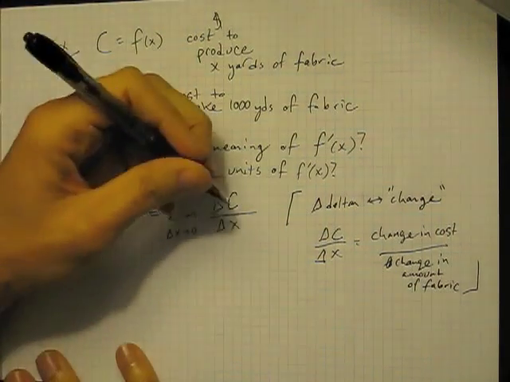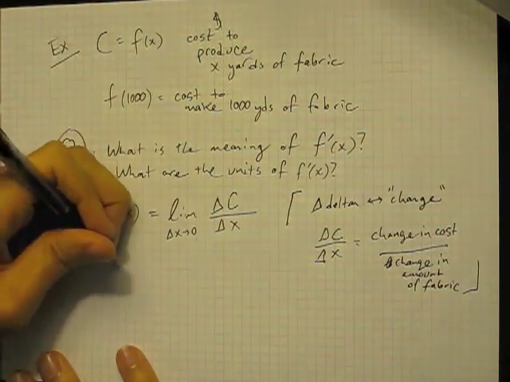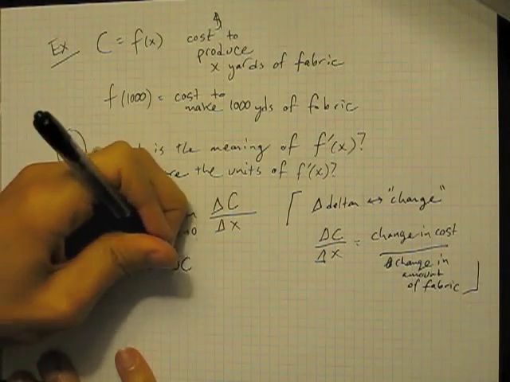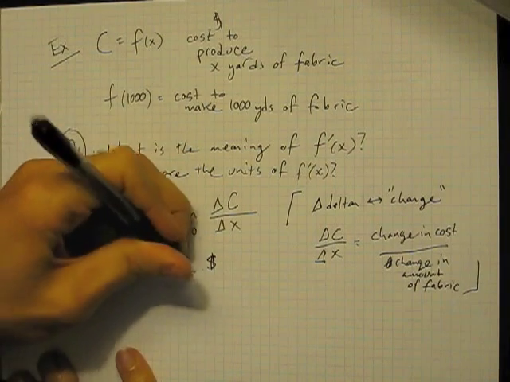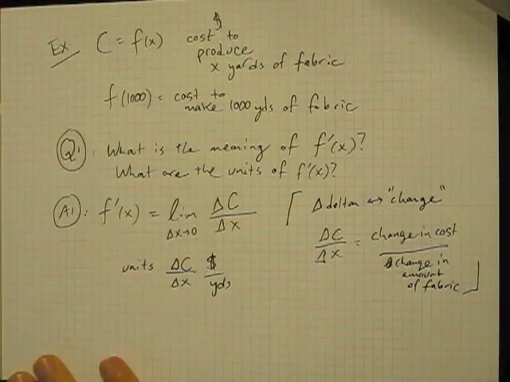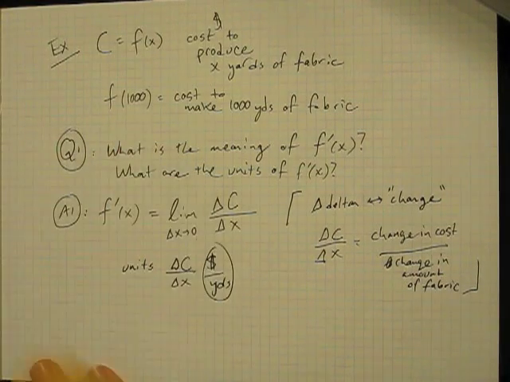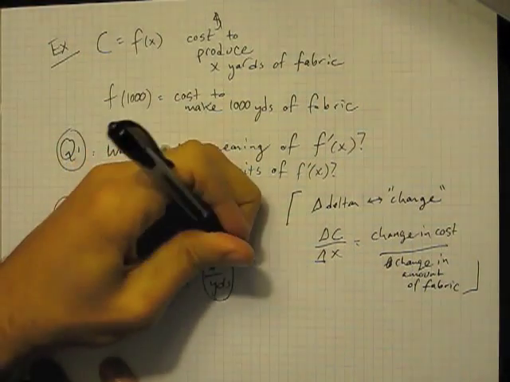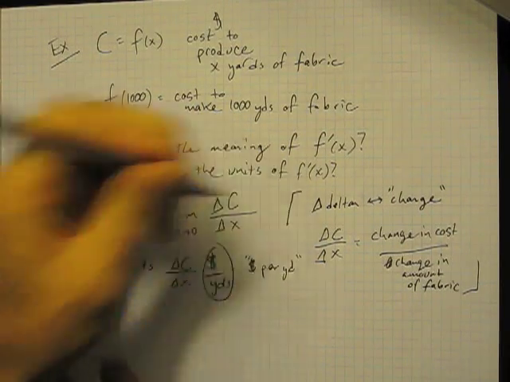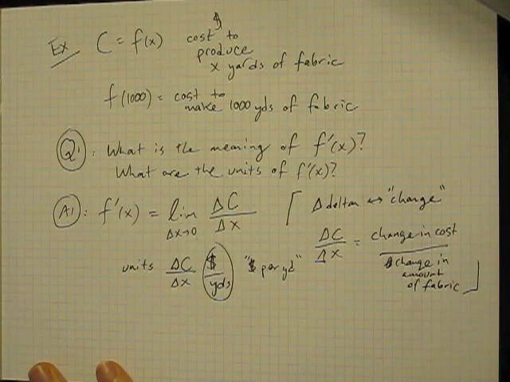Okay, so what are the units of this? Well, the change in cost is in dollars, and the change in fabric is in yards. So the units are dollars per yard. Okay, so that's the answer to what the units of this are.